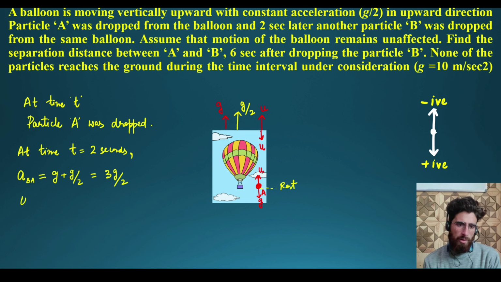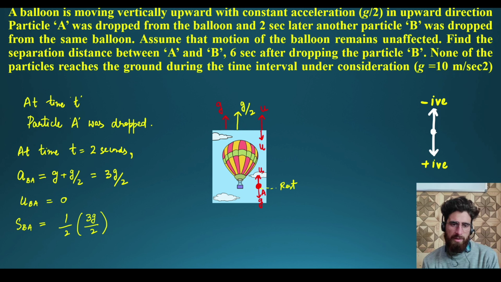And the velocity of balloon with respect to particle A comes out to be u minus u, and that's going to be 0. So for the separation, we will use the second equation of motion. Separation of balloon with respect to particle A in 2 seconds is going to be, first term is going to be 0. Half of, what's the acceleration? 3g upon 2 multiplied by the time under consideration, which is 2 seconds, so it will be 2 squared. This 2 squared and the bottom 4 is going to get cancelled. So the separation of balloon with respect to particle A in 2 seconds comes out to be 3g.